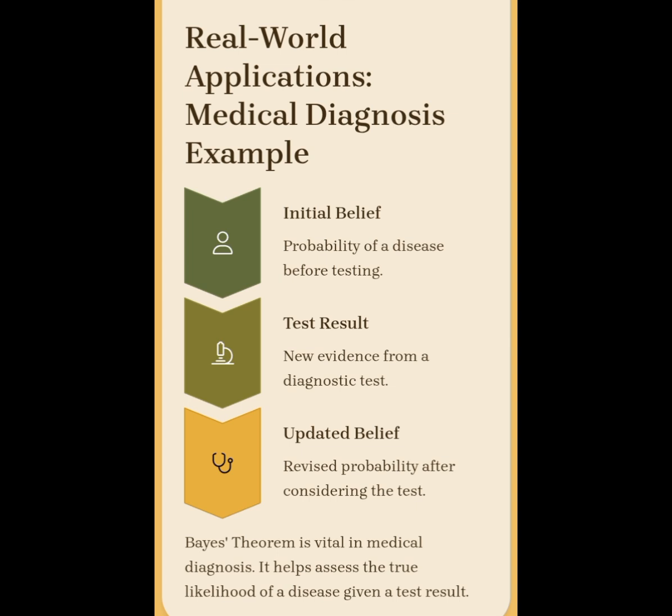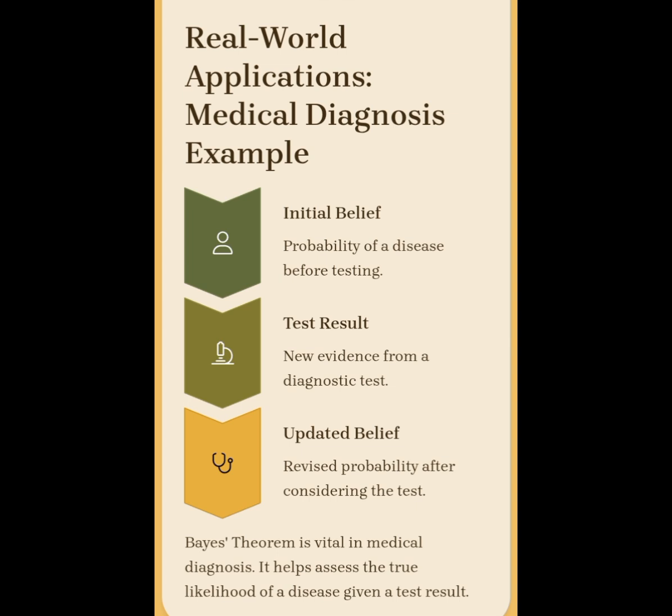Example: suppose we have a medical test for a disease that affects 1% of the population. The test is 90% accurate for people who have the disease and 95% accurate for people who don't have the disease. If a person tests positive, what's the probability that they actually have the disease?